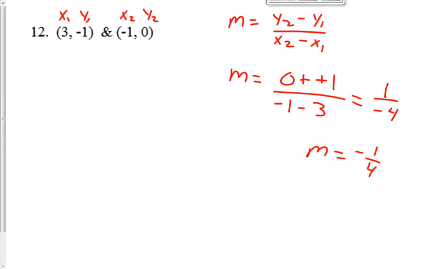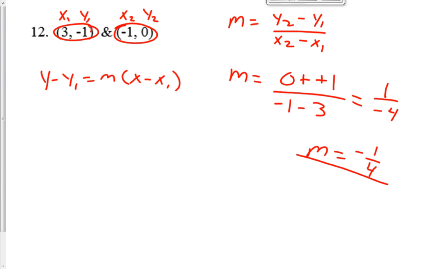So now I could pick either one of these 2 points, and now that I have the slope, I can do point-slope form, which again is y minus y1 equals m times the quantity x minus x1. And I can use either one of these points. I will use this one. So y minus the y coordinate, y minus a minus 1, that equals the slope that I found, which was a negative 1/4, times the quantity x minus the x coordinate, and the x coordinate is 3.